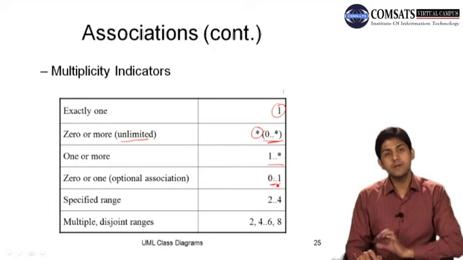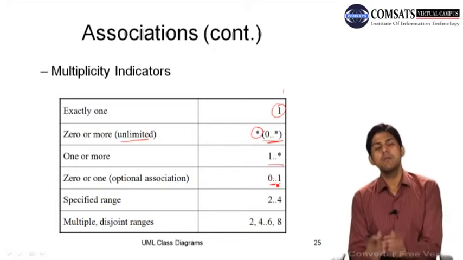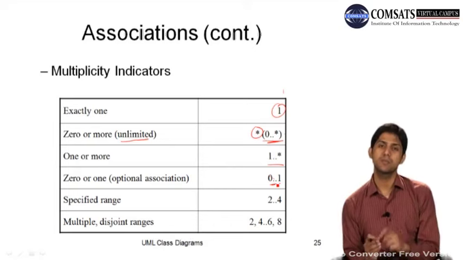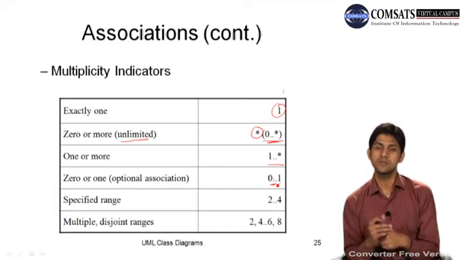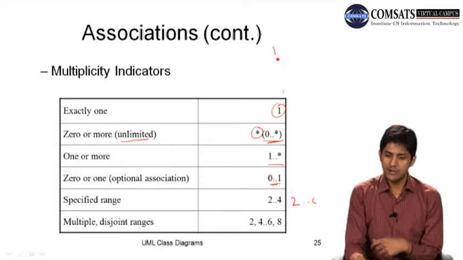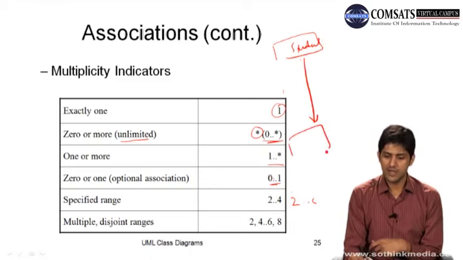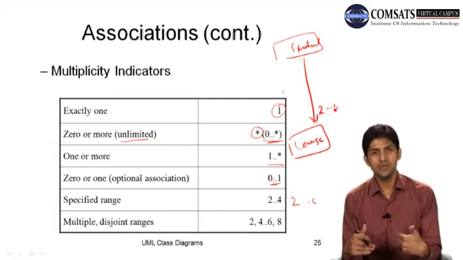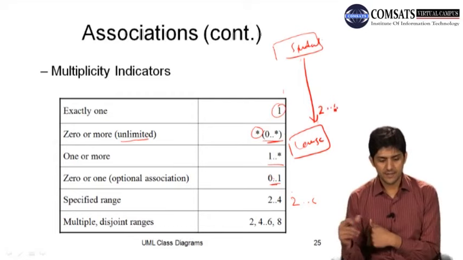If you have a specified range, for example, if you want to limit the courses that a student can register, say a student has to register a minimum of 2 courses and a maximum of 6 courses, then you would write 2 to 6. So for example, you have this student class, and you say the student class has an association with the course class, and here you write 2 to 6. So what this means is that a student has to register a minimum of 2 courses and a maximum of 6 courses.